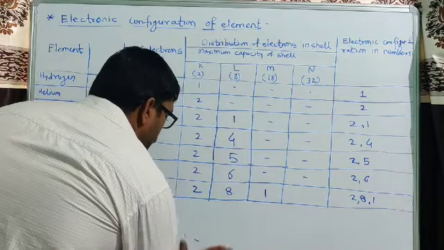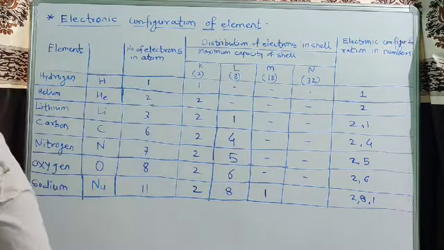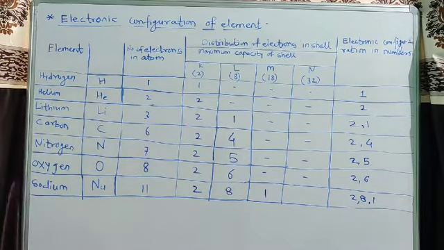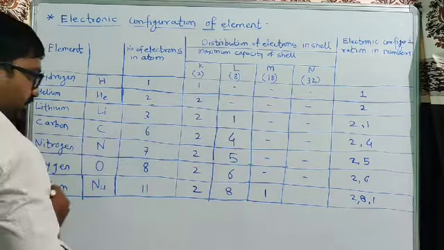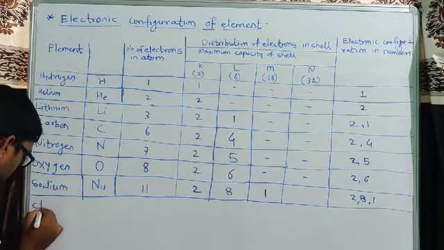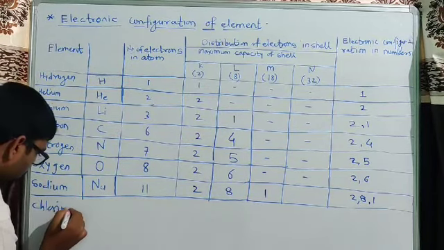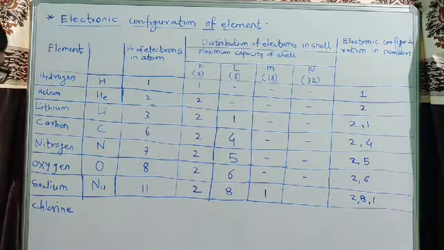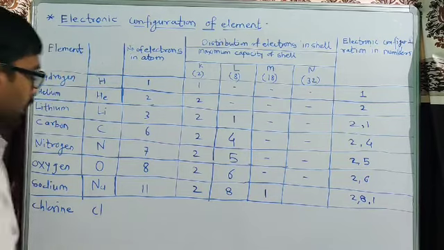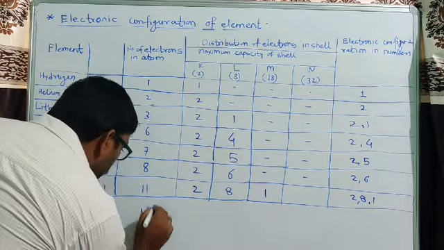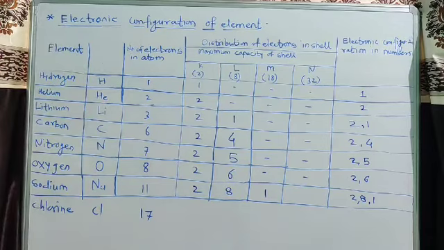Now we will see another example, an element having a somewhat higher electronic configuration. Look at chlorine, which has atomic number 17. The total number of electrons is 17.